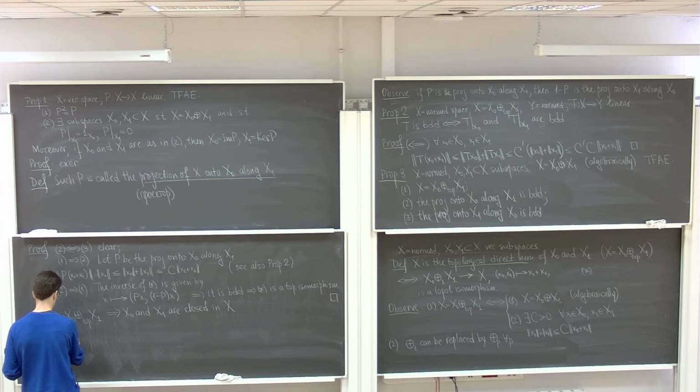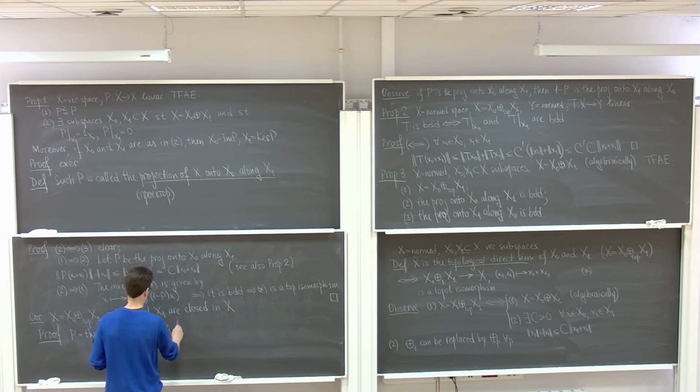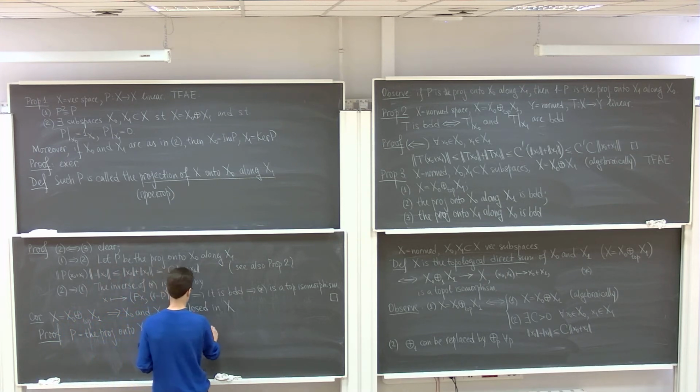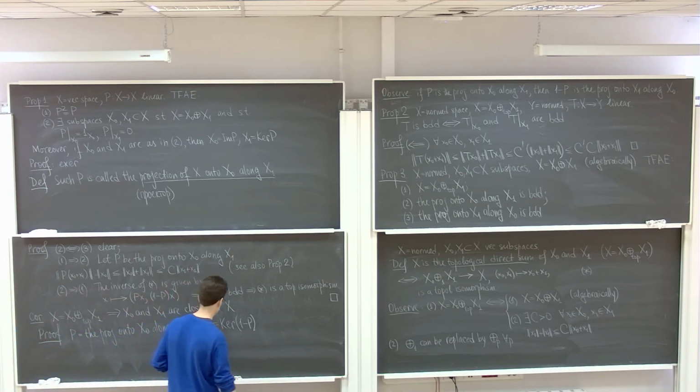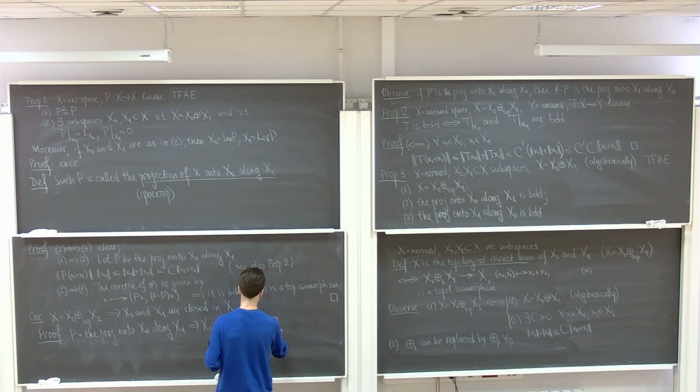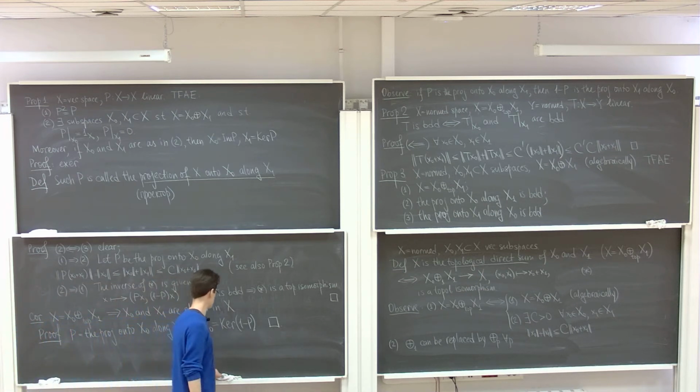So if p is the projection onto x0 along x1, then x0 is just the image of p, or equivalently the kernel of 1 minus p. And the kernel of a bounded operator is always closed, because this is the preimage of 0. And the preimage of a closed set is closed.